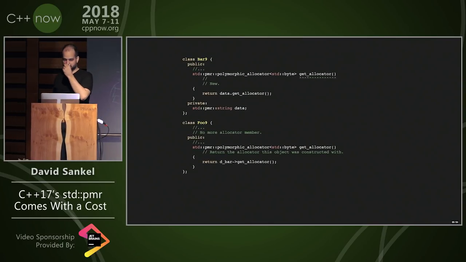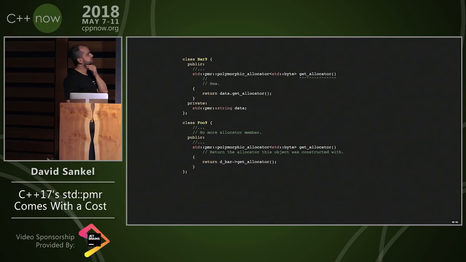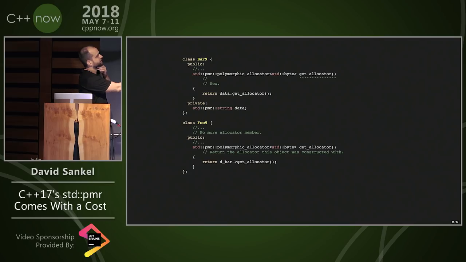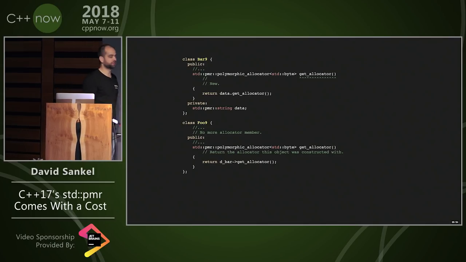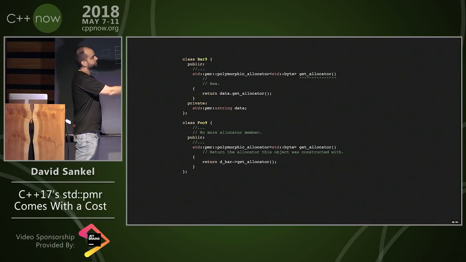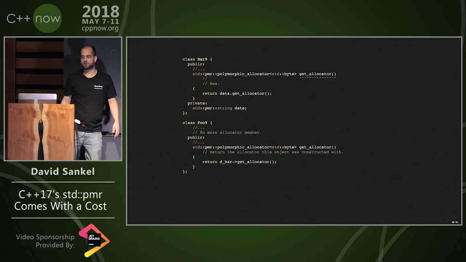So another thing we can do is we can have Bar9 have a get_allocator function, because we know this string has it. So we can pull out of it. So get_allocator, that's the convention that all the standard containers use. And now Foo9, its get_allocator function just calls Bar's get_allocator. So now we can get rid of the allocator member.